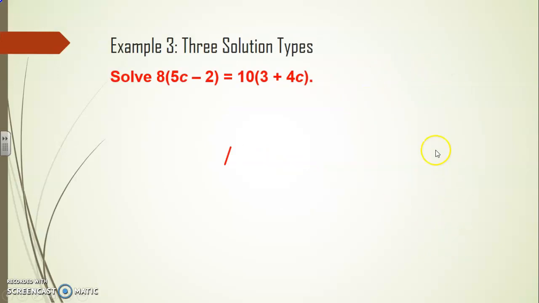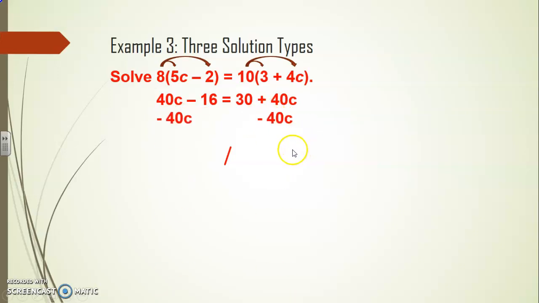The next thing we took a look at in class was 3 solution types. Whenever you're solving an equation, typically when you go through the steps, in this example, let's distribute our 8 and our 10, and the result is this equation, 40c minus 16 equals 30 plus 40c. So I identify my coefficients, 40 and 40. They're the same, so it doesn't matter which one I complete the inverse of. I'm going to take away 40c on both sides.